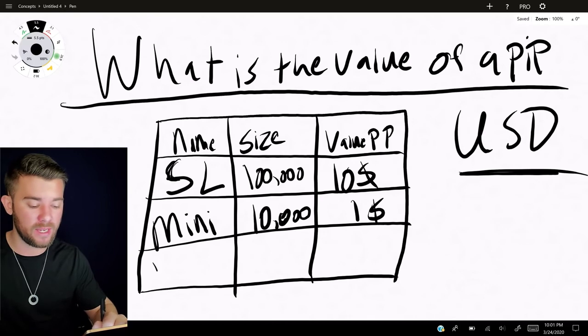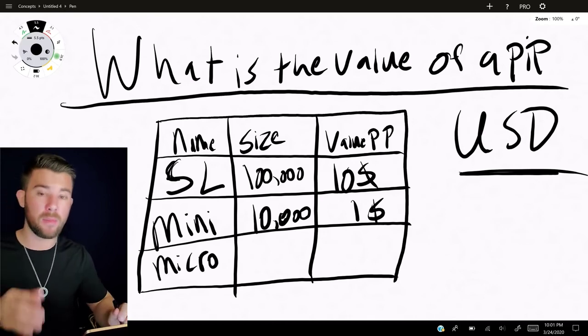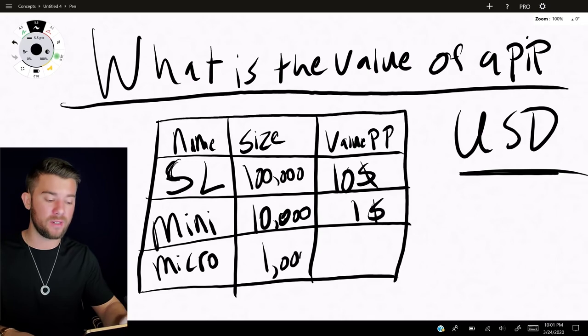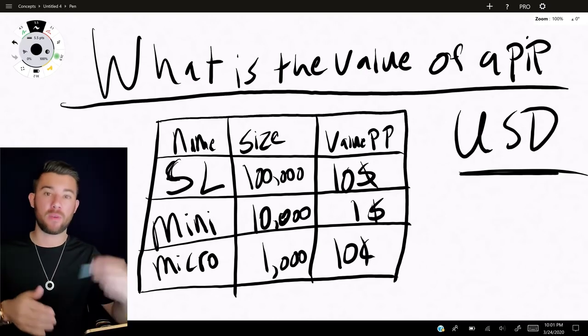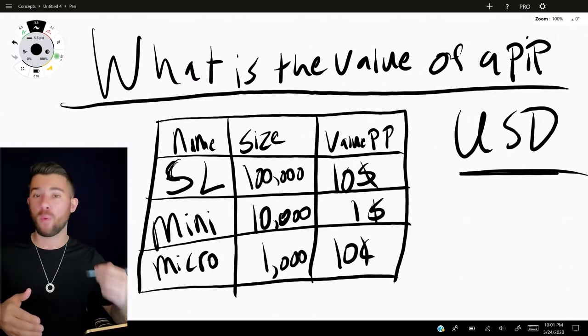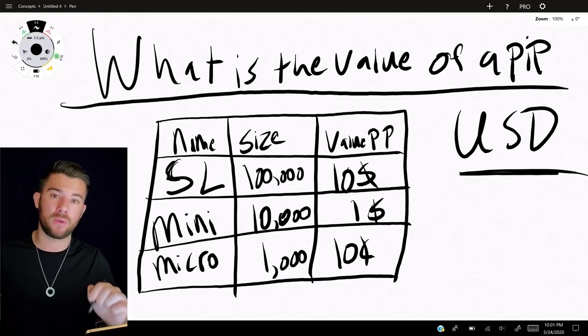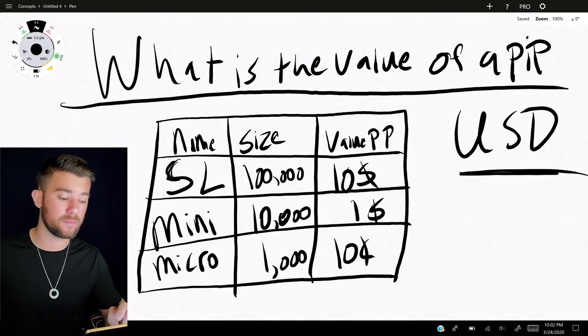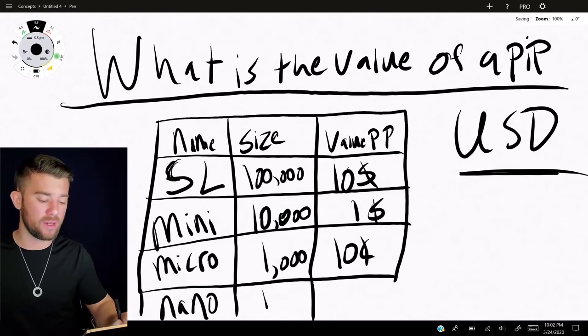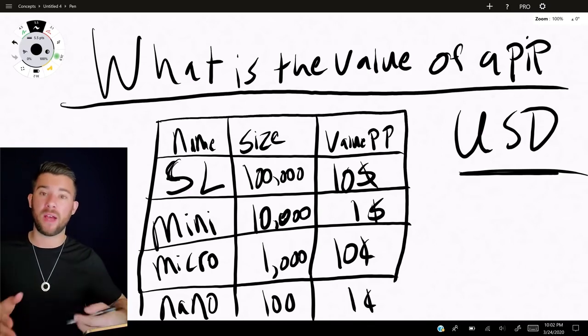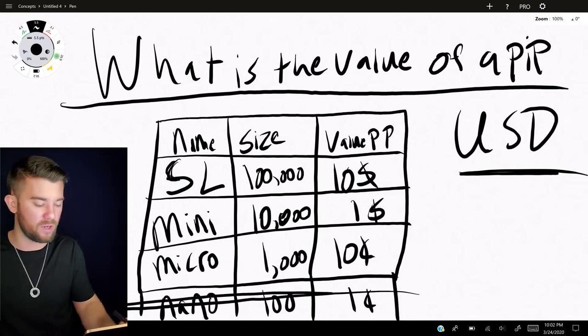And the last lot we're going to take a look at is the micro lot. The micro lot means you're controlling 1,000 units of a certain currency, and that means you are losing or gaining 10 cents per pip. So every pip that the market moves is going to be 10 cents up or down in your account if you're trading a micro lot. And the last one, which we're not going to dive deep into at all, is called a nano lot. A nano lot means that you're controlling 100 units of currency, and every movement of a pip is worth a penny. The value per pip is a penny, which is something that we're not even going to worry about.